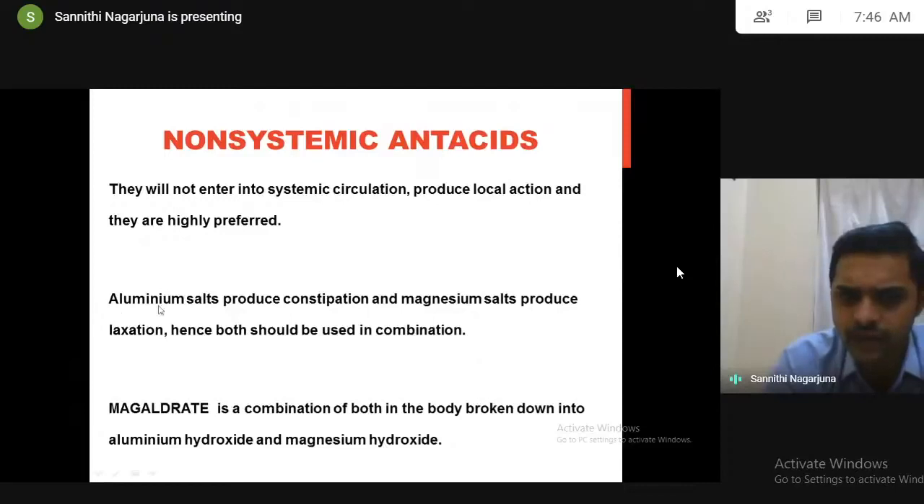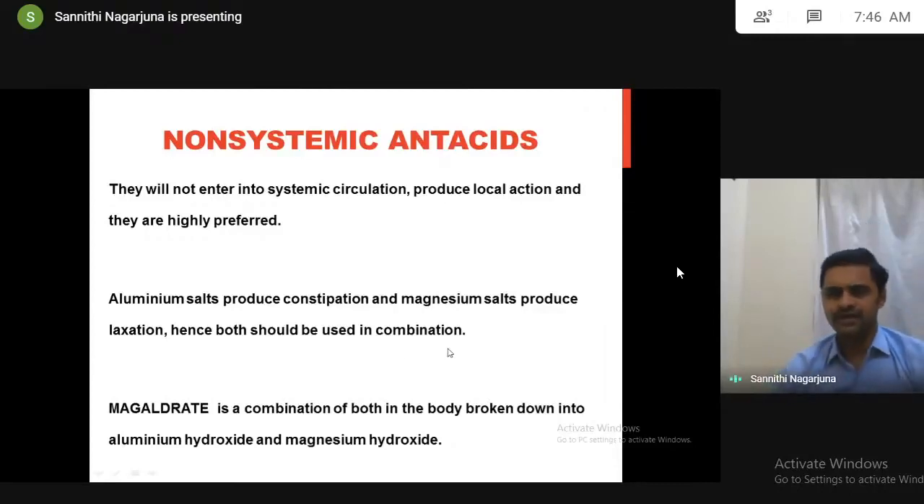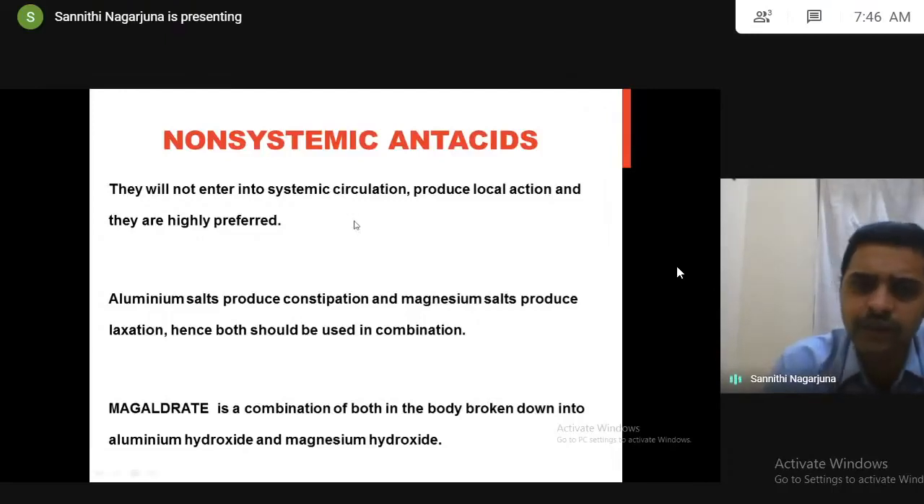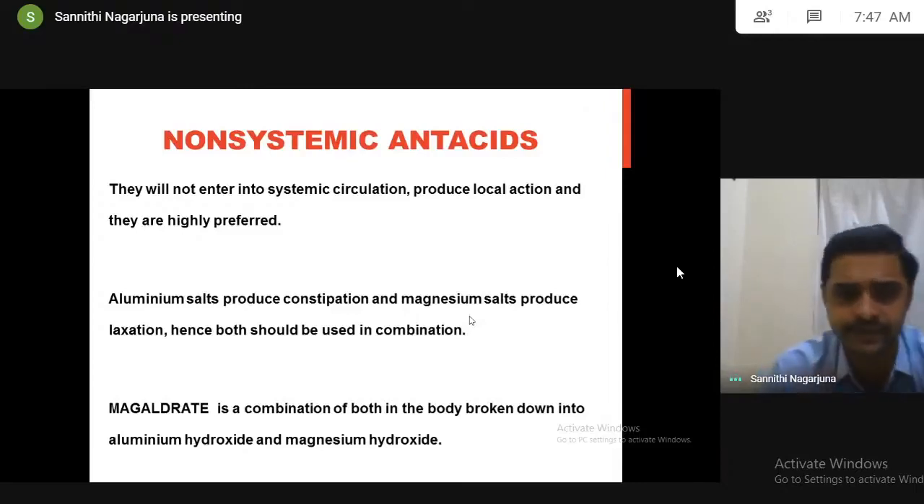But the problem here is aluminum salts, majorly aluminum hydroxide gel, produce constipation as a side effect. The magnesium salts like magnesium hydroxide, milk of magnesia, magnesium trisilicate, produce diarrhea, laxation as a side effect. That's why aluminum and magnesium salts are always used in combination. This is very important. If you see any marketed antacid preparation which consists of both aluminum and magnesium salts, the reason behind is aluminum salts produce constipation and magnesium salts produce diarrhea. Henceforth, the commercial antacid preparations consist of both aluminum and magnesium antacids.